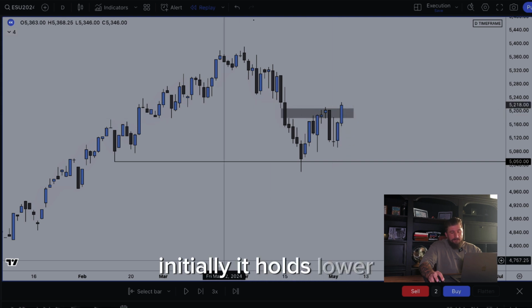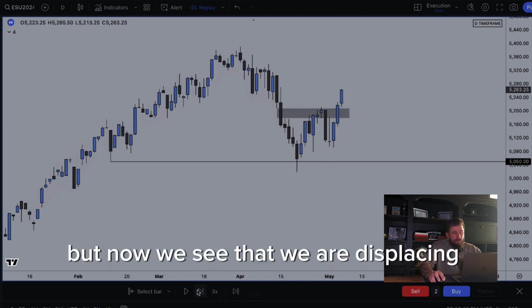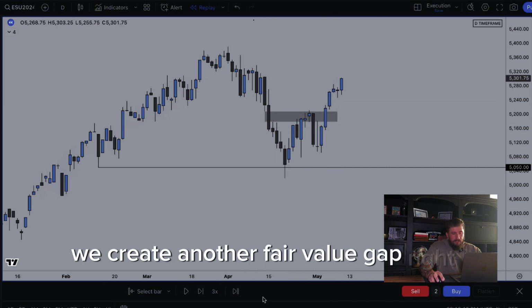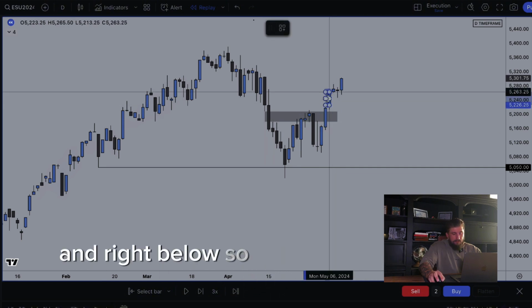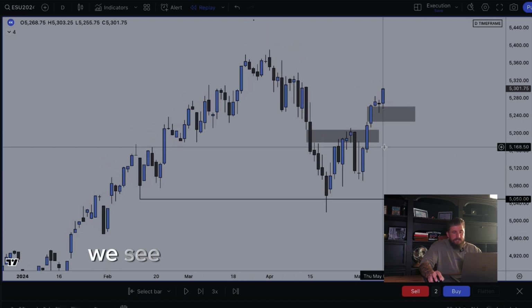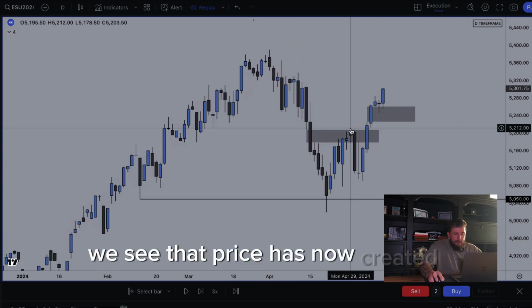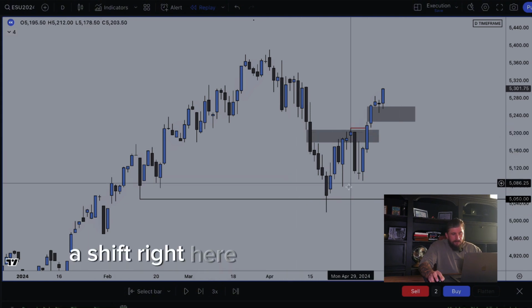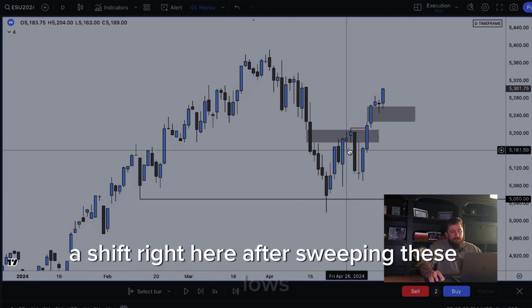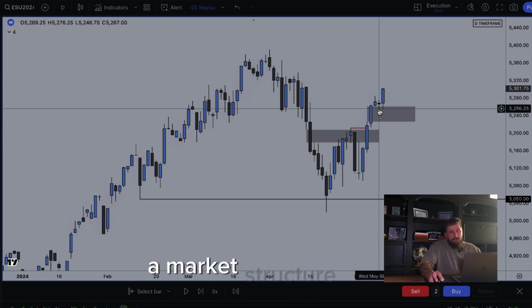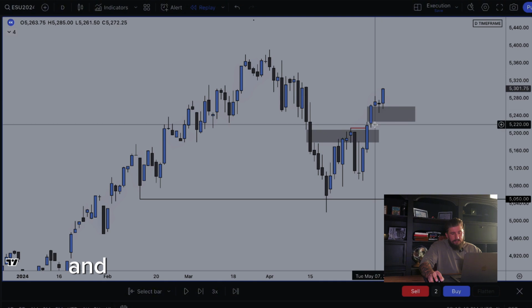Initially, it holds lower, but now we see that we are displacing once again. We create another fair value gap right here and right below, so we can mark this out as well. We see that price has now created, number one, a shift right here after sweeping these lows. So we have a sweep of lows, a test of a fair value gap, a market structure shift, and a test of the fair value gap up here as we hold higher.